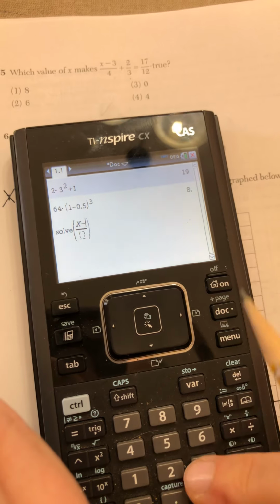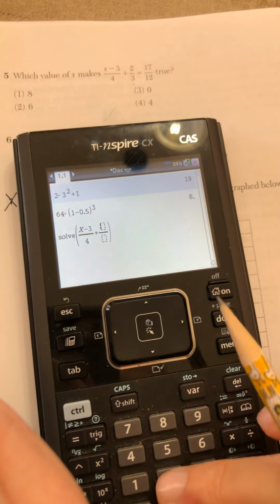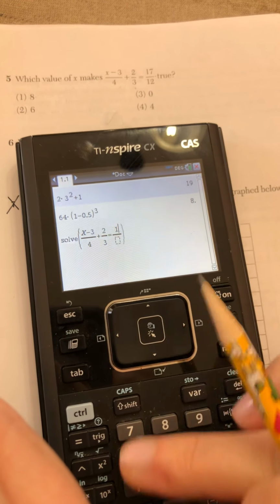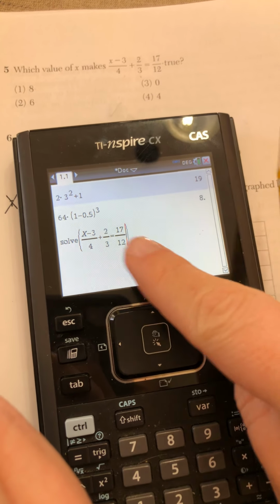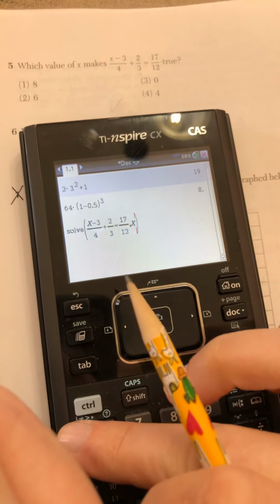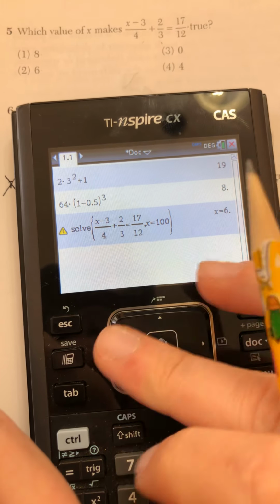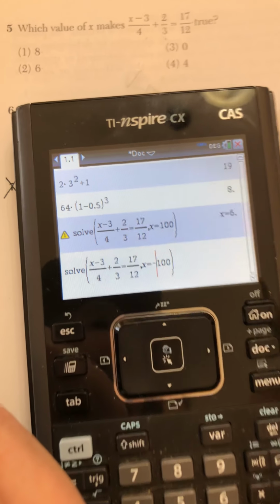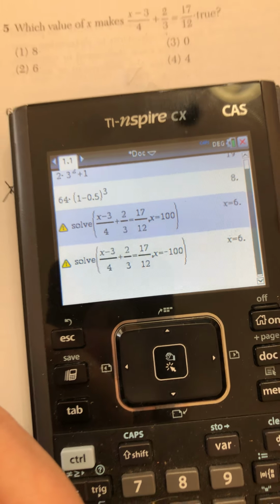X minus 3 over 4 plus 2/3 equals, disgusting, 17/12. Now remember, when we do solve, after our equation, we're going to go comma, x equals 100. There you go. X is 6. I also taught you to do x is negative 100, but notice the answer either way is 6.